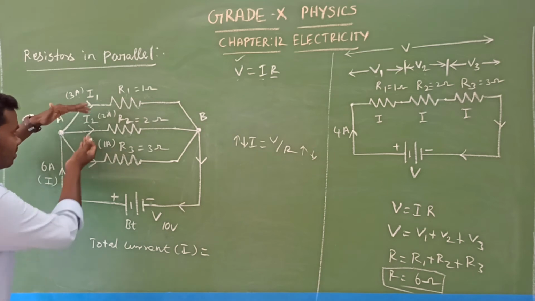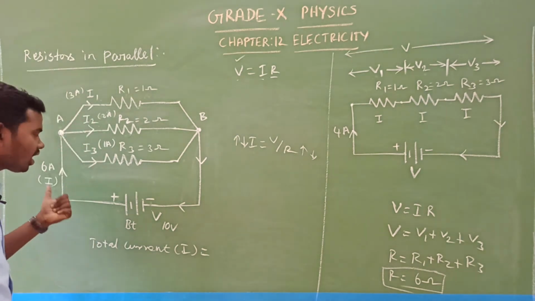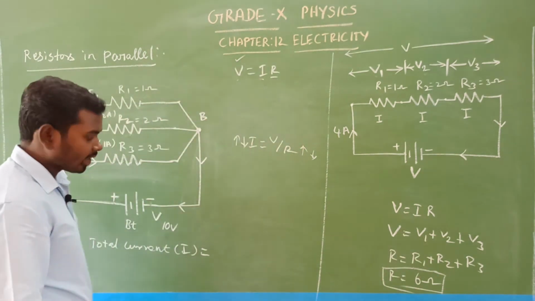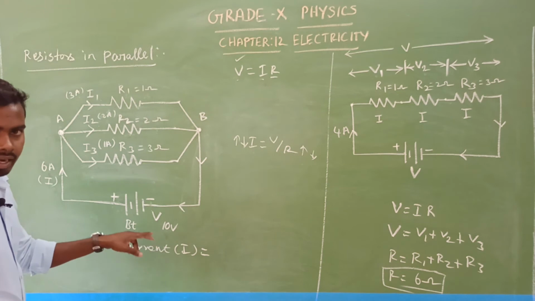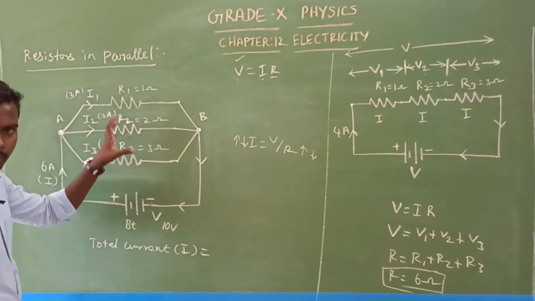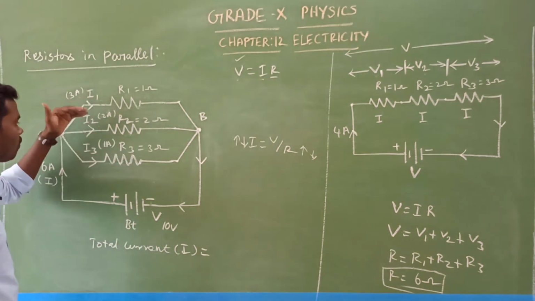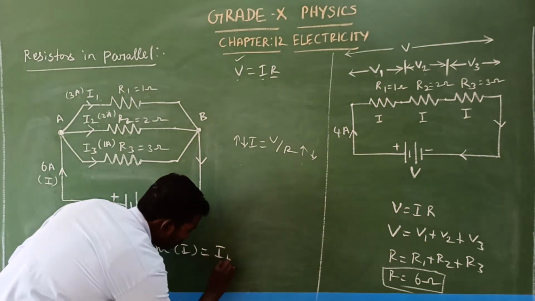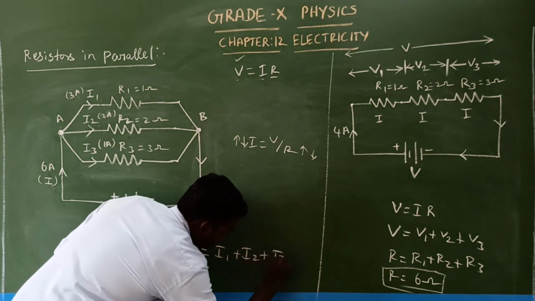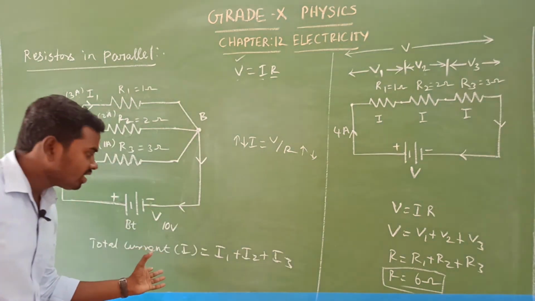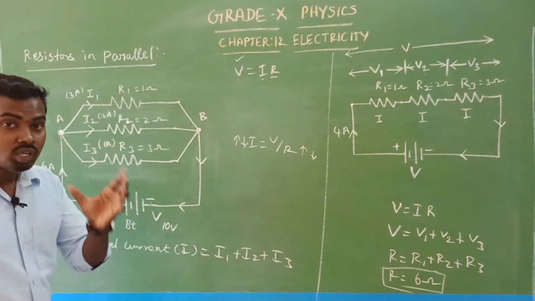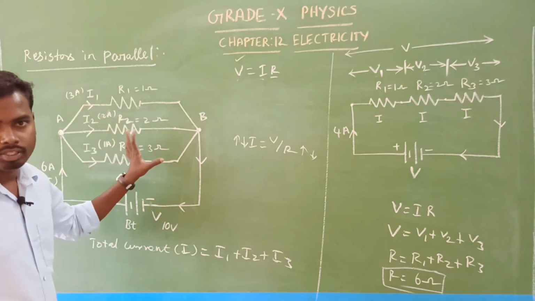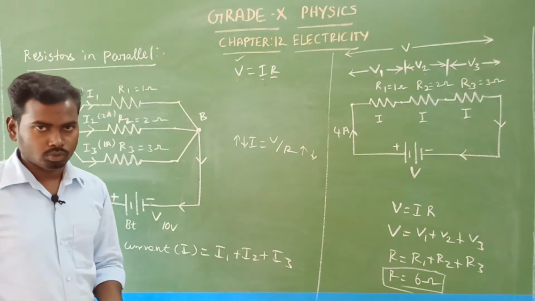If we add these three values, we can get the total amount of current which is flowing through the parallel combination. The total current flowing through the parallel combination is equal to the sum of individual currents flowing through the circuit, which means I1 plus I2 plus I3. If we add all these currents, we get the total current flowing through this entire parallel circuit. Is it clear, students? Yes.